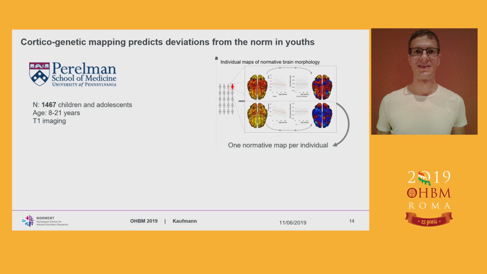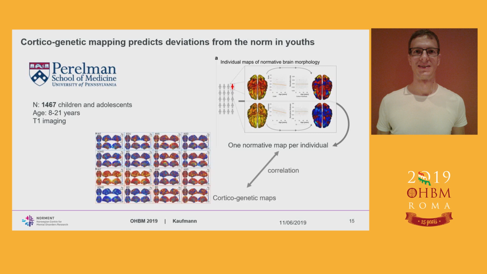So first of all, we are modeling age effects using GAM modeling and removing any associations with age at the vertex level. And we are ending up with one normative map per individual, one for surface area and one for cortical thickness. And then we are running correlations with the genetic maps that we produced in UK Biobank. So now looking at whether the individual brain morphologies, or the normative maps from the children, are associated with the genetic maps.